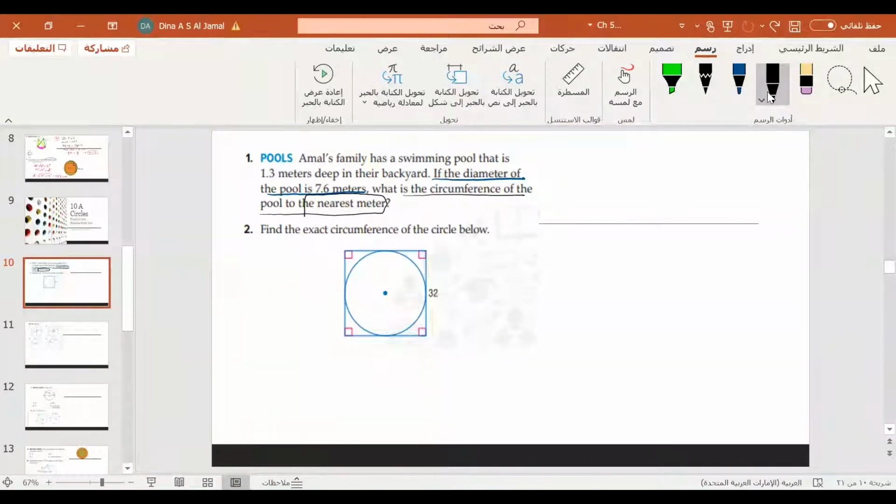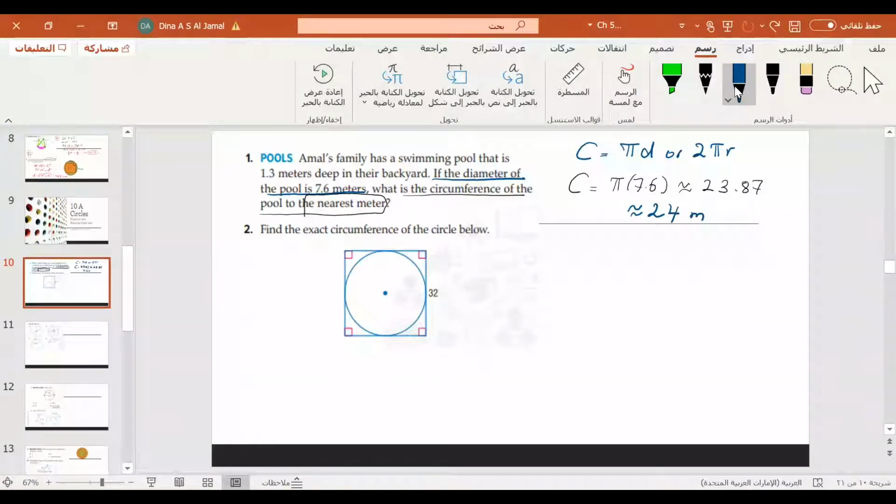So pay attention. Whenever he's asking you about the circumference, then you can just use the formula C equals pi d, or you can use 2 pi r. Since he's giving you a ready value, which is the diameter, you can just use it directly. Pi multiplied by 7.6. After calculating it, it will be around 23.87, and if I would like to have it to the nearest meter, that means it is around 24 meters.